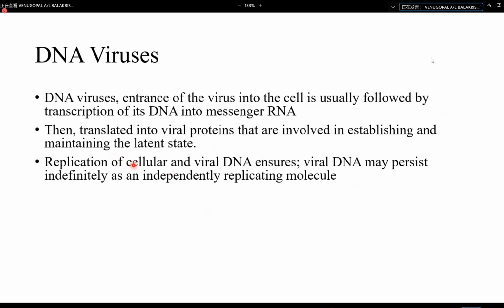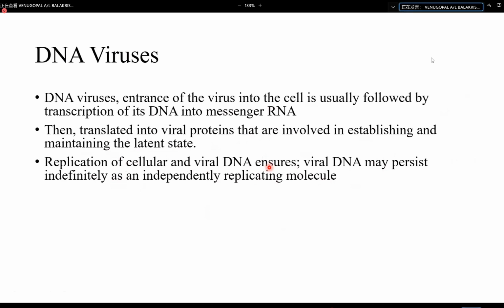And replication. When you look at replication of cellular and viral DNA, it ensures that viral DNA may persist indefinitely as an independently replicating molecule. This is for you to look into, how to get protein, but this is what's going to happen to the cell. The cell is going to go on into cell proliferation.